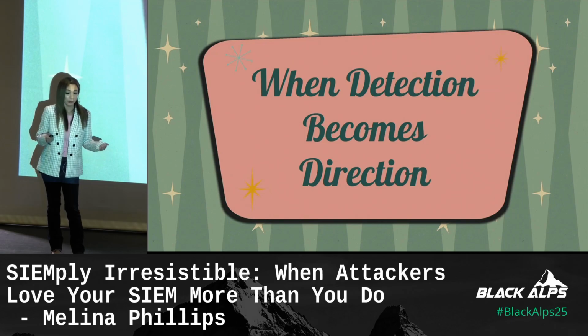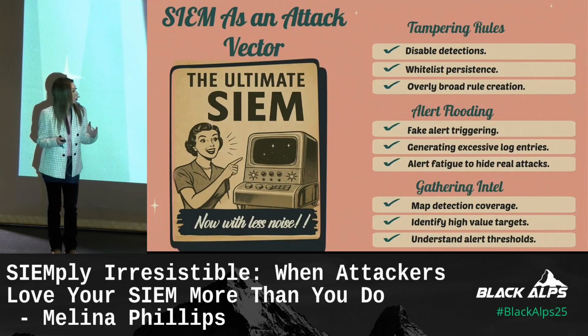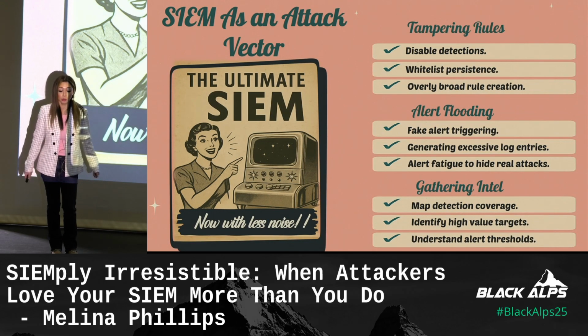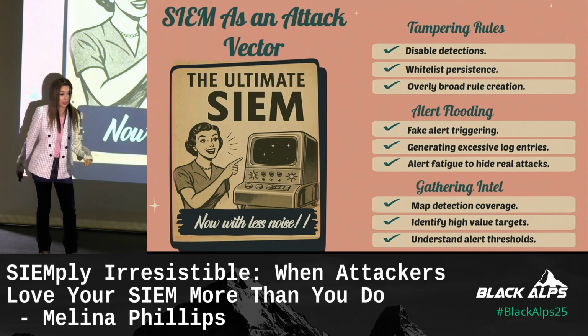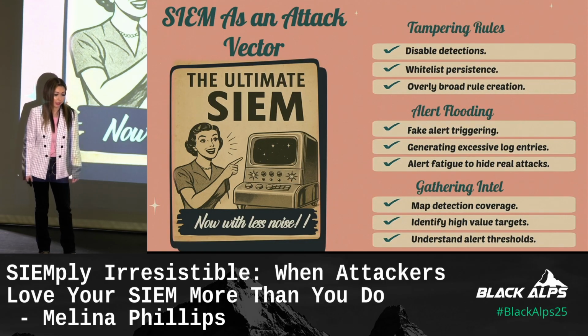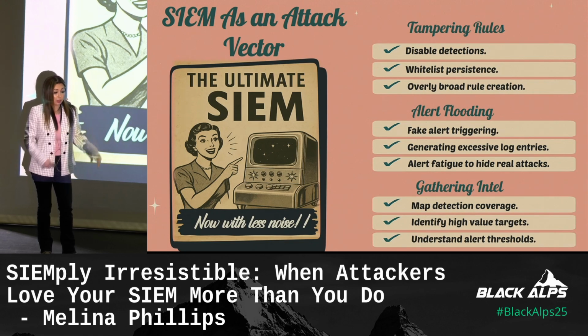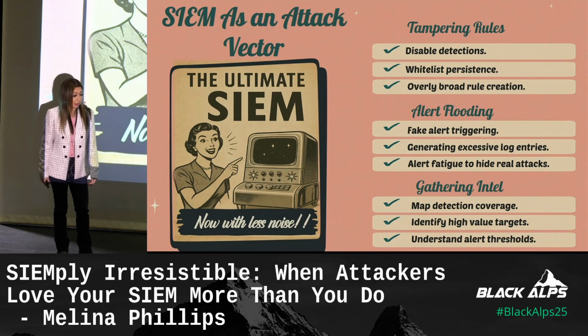When detection becomes direction, what does this actually mean? These are the different ways that an attacker could weaponize a SIEM's functionality. Disable detections, whitelisting persistence. For example, if there is an IOC that is obviously associated with malicious activity, or if you're getting third-party threat intel feeds, an attacker would be able to just cut this type of communication, like, nope, this ain't happening anymore.